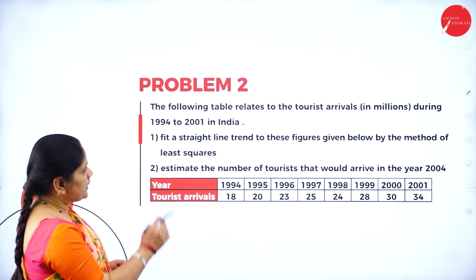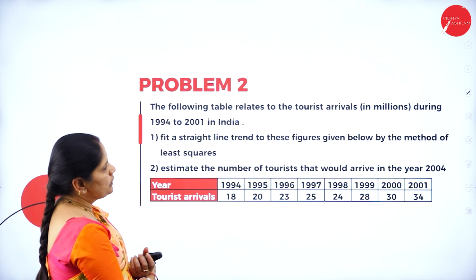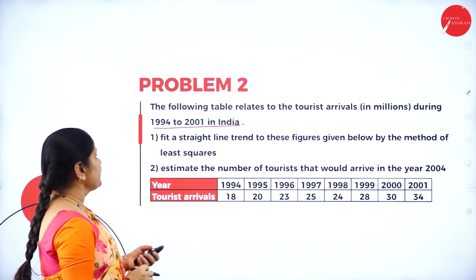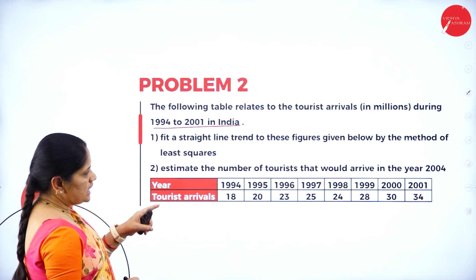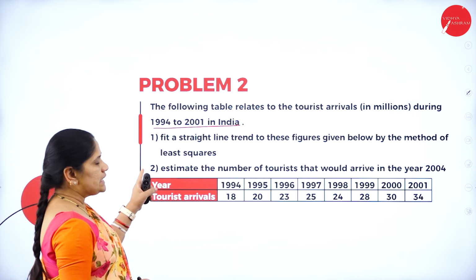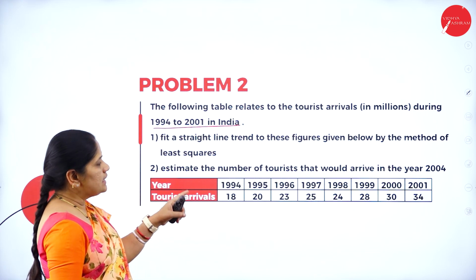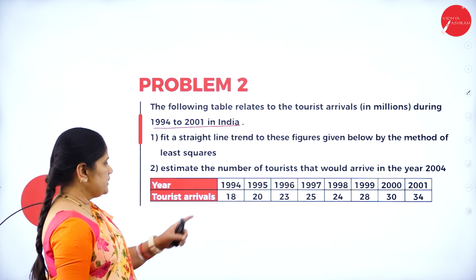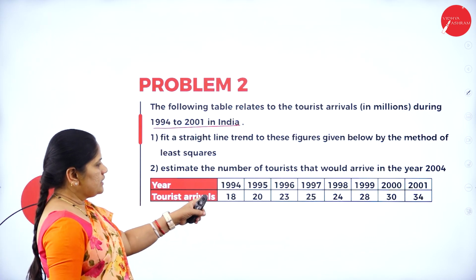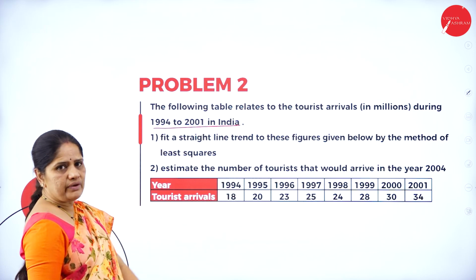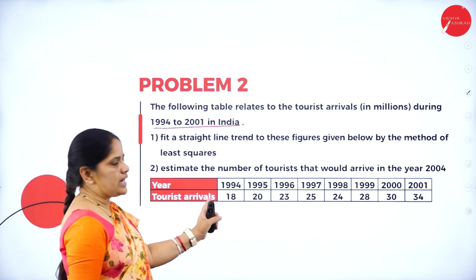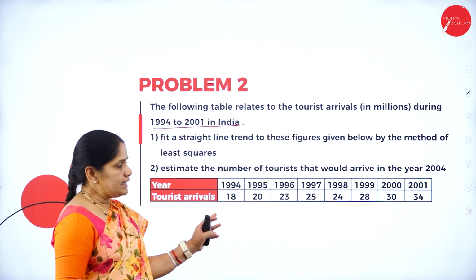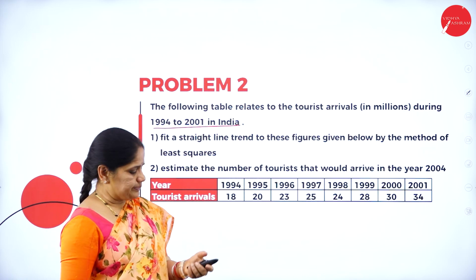So the next one, the following table relates to the tourist arrivals during 1994 to 2001 in India. Fit a straight line trend to these figures given below by the method of least squares. Estimate the number of tourists that would arrive in the year 2004. So we have the table here. 94, 95, 96 up to 2001 the values are given. They have also given us the tourist arrivals here, and they are all in millions, and we have to fit a straight line trend.